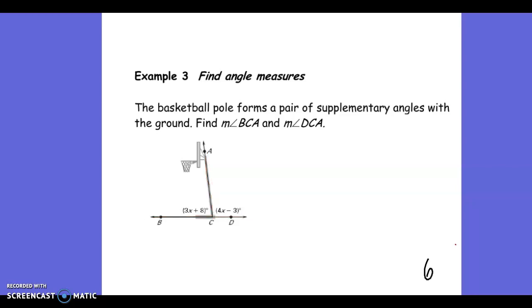All right. So I know that by looking at the diagram, this is a straight line, which means those two angles are supplementary. They add up to 180 degrees. So I'm going to write my equation first. 3x plus 8 plus 4x minus 3 equals 180 degrees. Now I'm going to solve it. I'm going to add the two x's. I've got 3x and 4x for a total of 7x. 8 minus 3 is a positive 5. And that's a two-step equation.